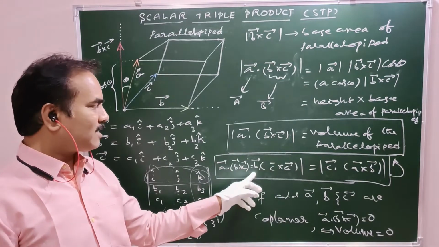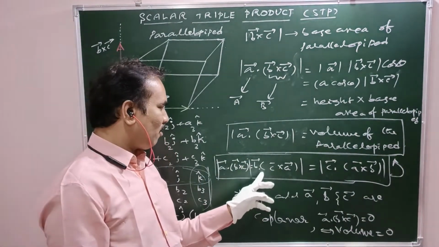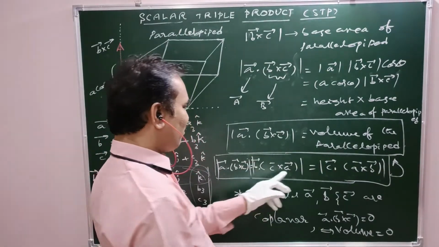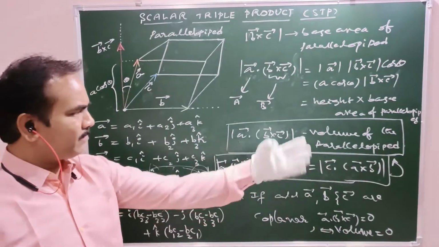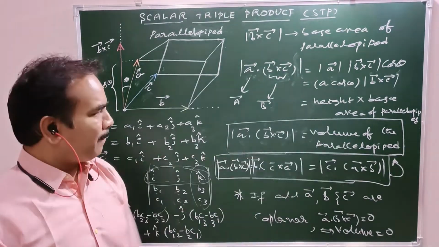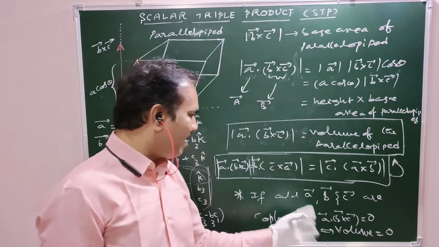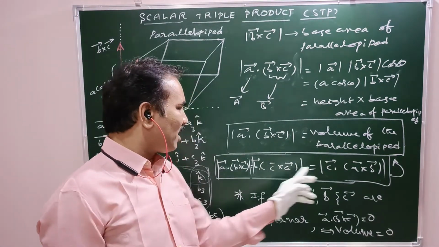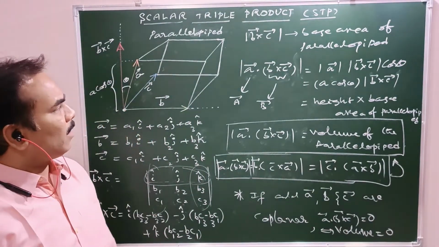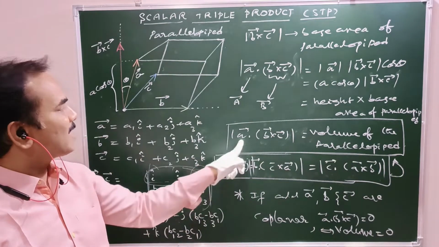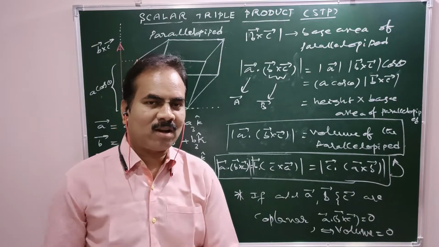A bar dot B bar cross C bar, mod A bar dot B bar cross C bar or mod B bar dot C bar cross A bar or mod C bar dot A bar cross B bar, all representing the same value, that is the volume of the parallelepiped. If all the three vectors are coplanar, then either this one or this one or this one, all are equal to 0. Right? Okay. Now how to determine the scalar triple product of three vectors?